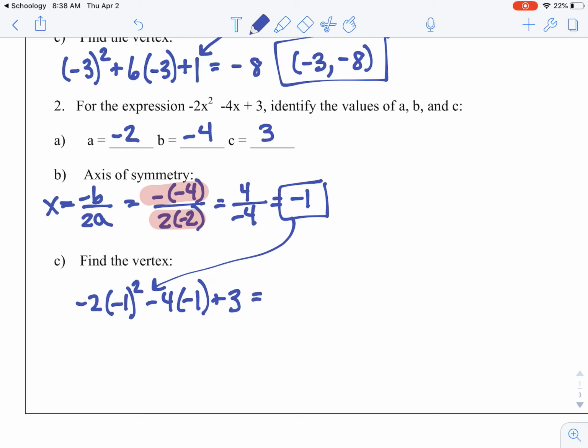Equals, we'll use our calculator. Minus 4 times negative 1, parentheses plus 3, equals 5. So what I would recommend doing right now is pausing the video, practice plugging this into your calculator and making sure you get the same number that I get. It's really important to practice on your calculator using those parentheses to make sure we get the same values. Most mistakes on this are simple calculator or negative sign mistakes.